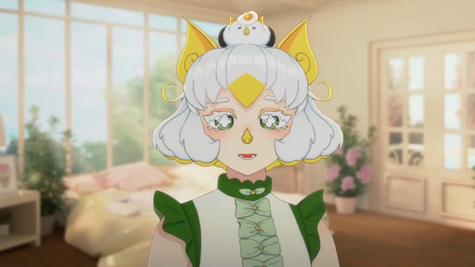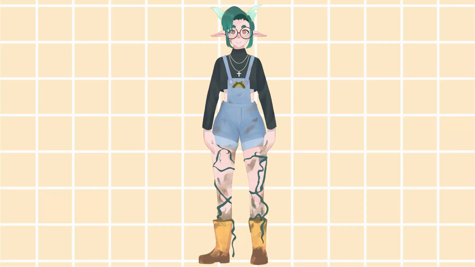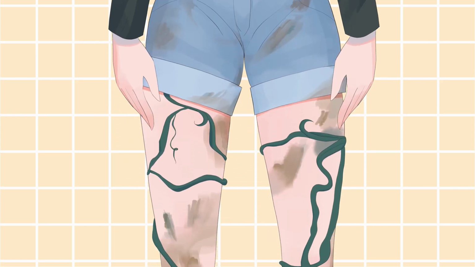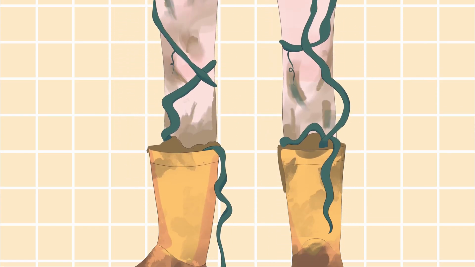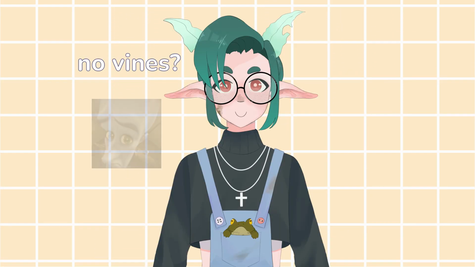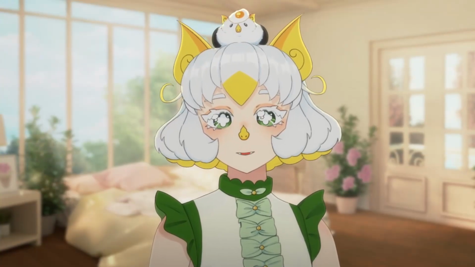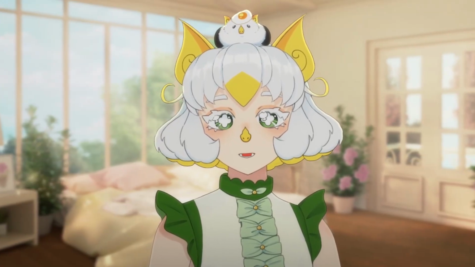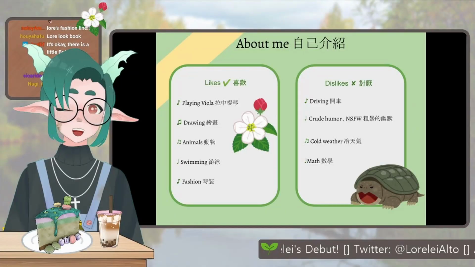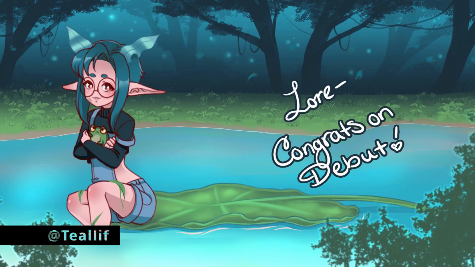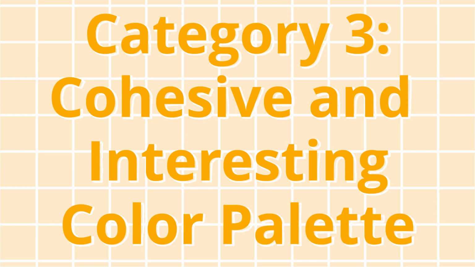I would consider this my biggest mistake when I first designed Lorelei. I spent hours on these vines growing around the legs, and never repeated the idea in the top half of her design. The only way my audience would ever know of this detail about Lorelei is if they attended my debut or looked at my fan art tag. It's such a shame. Category 3, cohesive and interesting color palette.